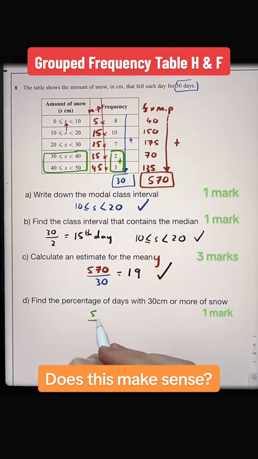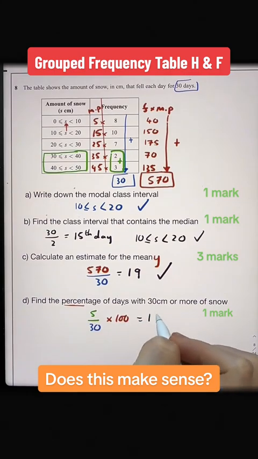We always divide by the total frequency. In this case, we were told there was 30 days. So 5 divided by 30. As we want a percent, we know percent means out of 100. Hence, we now multiply by 100. Substituting into our calculator, that gives us 16.7% when we're out to 1 decimal place.